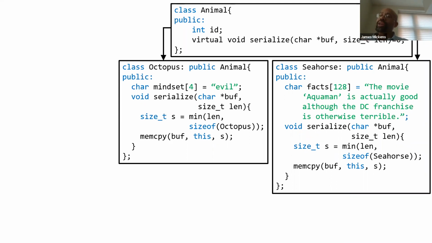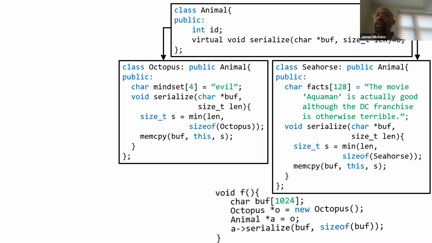Now, the seahorse class also overrides the serialized method. And so the implementation of serialize here looks very similar to what it looked like for the octopus. The only real difference is that when we're trying to calculate this minimum size here, we just use sizeof seahorse instead of sizeof octopus. But otherwise, everything looks the same in these two different implementations of serialize. But once again, remember that these two member variables here, mindset and facts, they're of different size. This will become important.